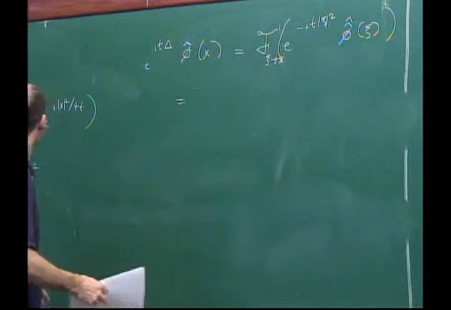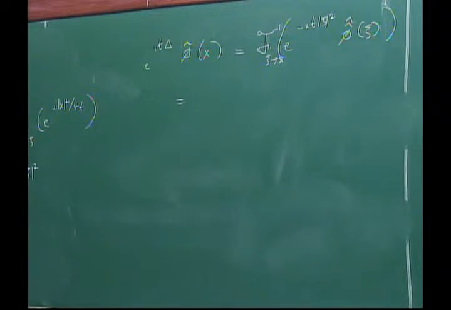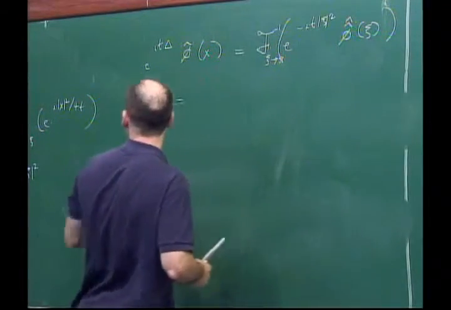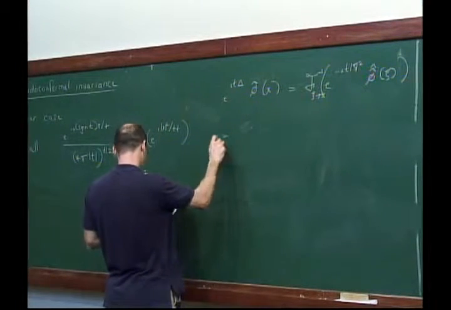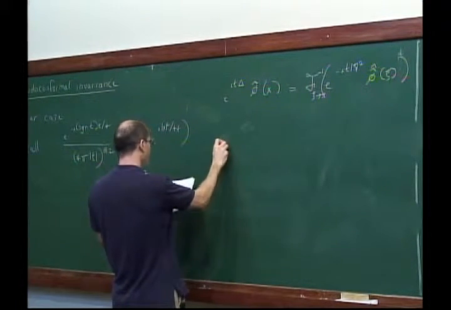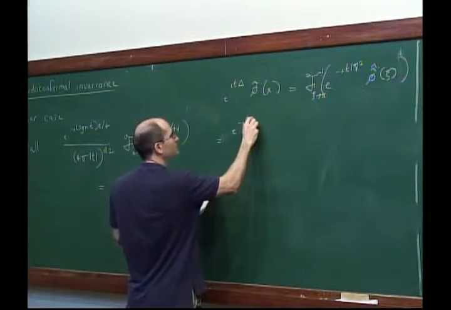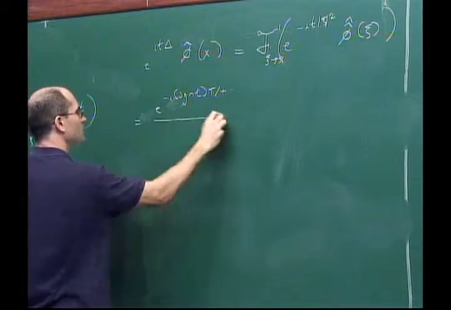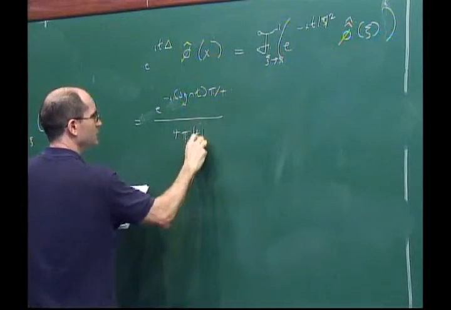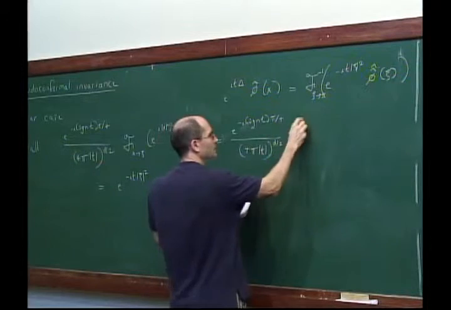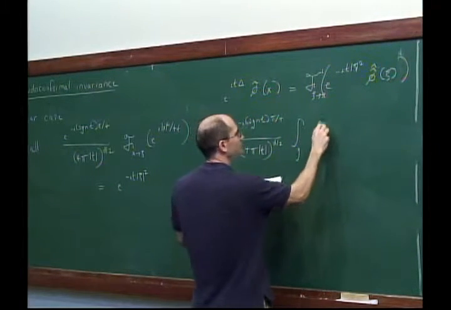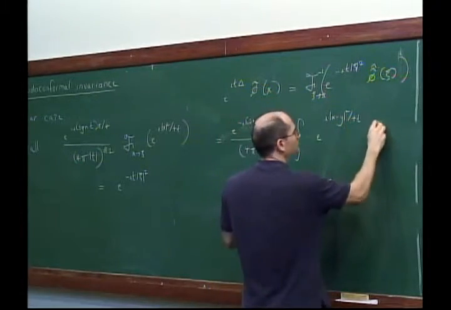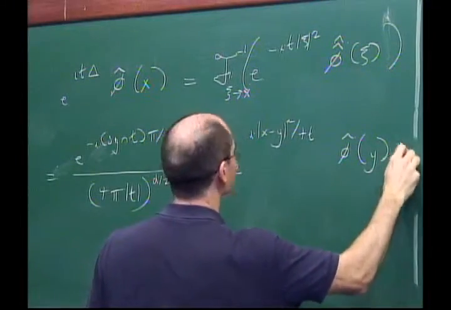You get a convolution. So you have to use this formula, so it'll be the convolution of the inverse Fourier transform of this and the inverse Fourier transform of that. So we get from this formula on the left, e to the minus i signum t pi over 4 over 4 pi t d over 2. And then we have to convolve this e to the i x minus y squared over 4t with phi hat of y dy.